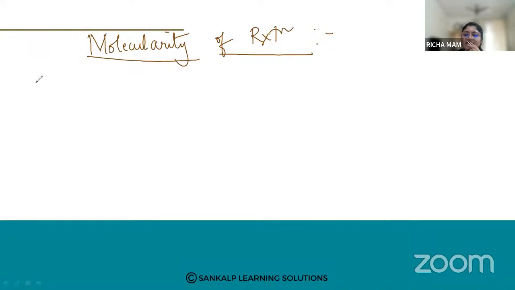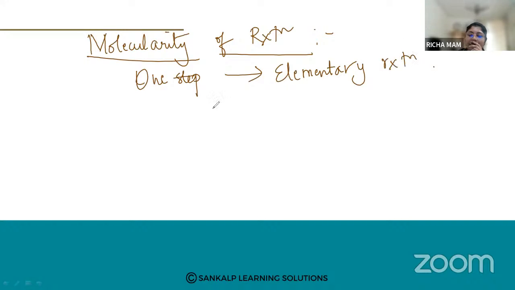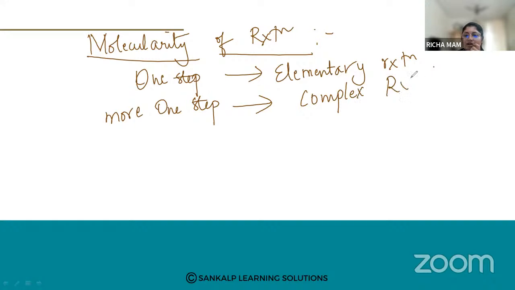Some reactions take place in only one step. Such reactions are called elementary reactions, that is, one step reactions. Sometimes a reaction proceeds in more than one step. Then such reactions are called complex reactions.